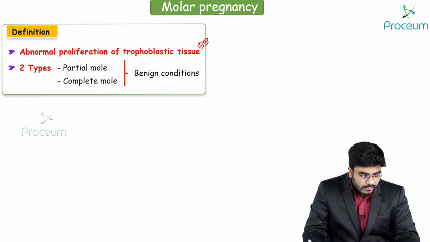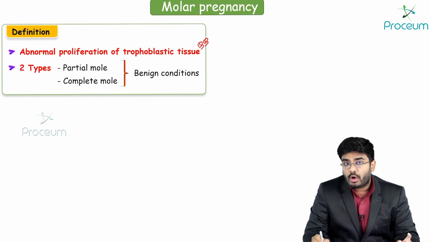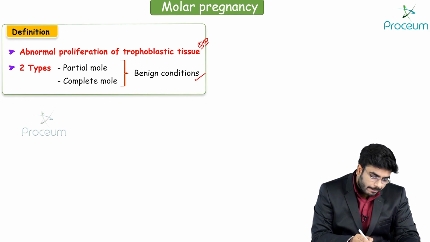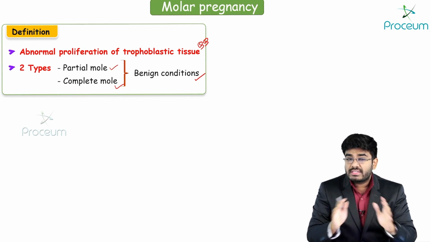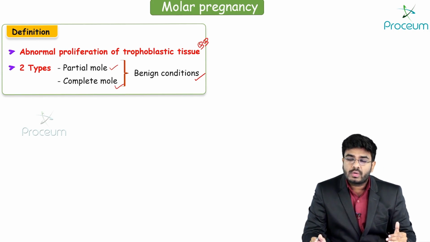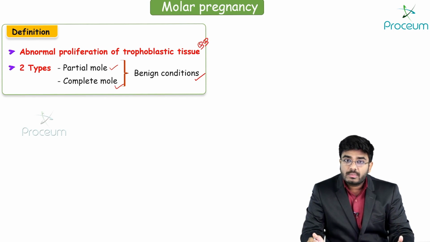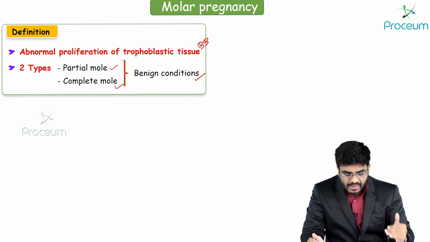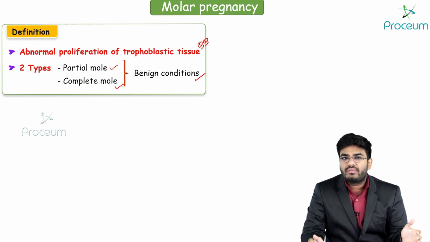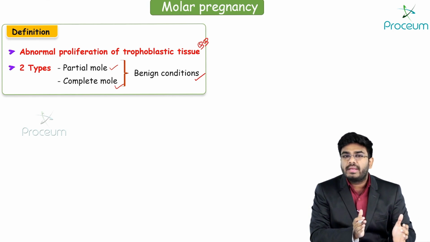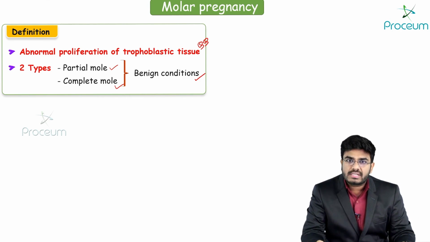Now see, I have already said it's a benign condition. And how many types of molar pregnancy are there? Partial mole and complete mole. Out of these two conditions, the bad guy is the complete mole. When compared to the partial mole, complete mole is the bad guy. Why? Because all the clinical features we are going to discuss will be markedly seen with the complete mole when compared to the partial mole.